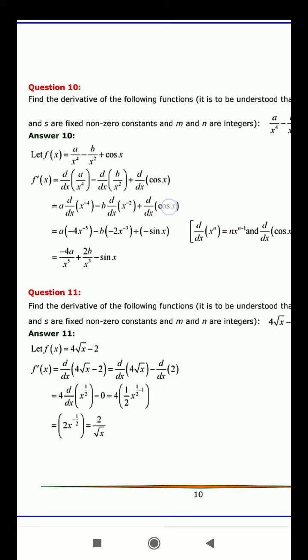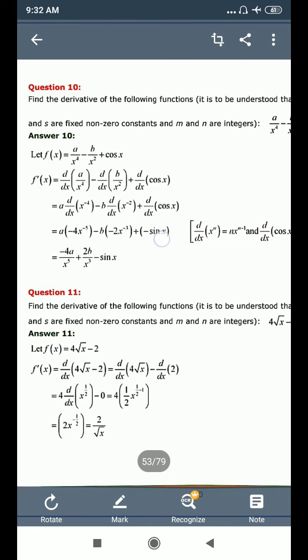X raised to power minus 4 using this formula, it will be minus 4 into x raised to power minus 5, n into x raised to power n minus 1. This will be minus 2 into x raised to power minus 3, and derivative of cos x we know it is minus sin x. Now we can write it is minus 4 upon x^5. We can write this as minus 2 upon x cube. So we'll get the answer.